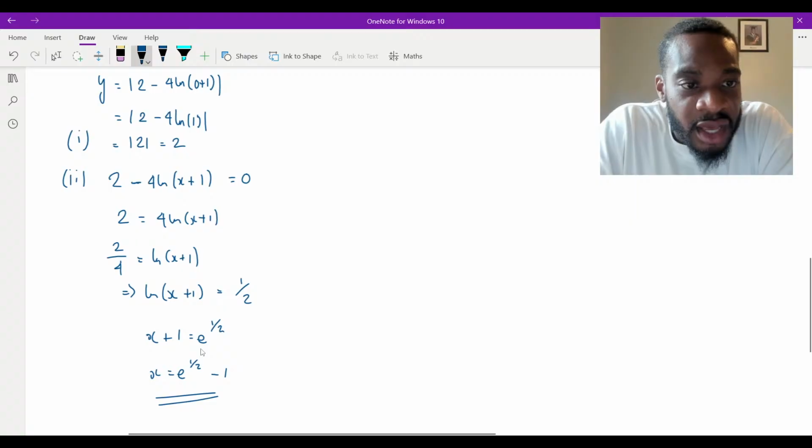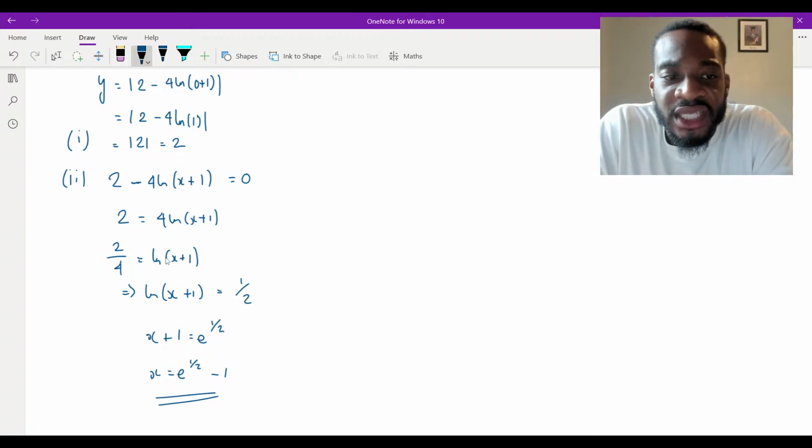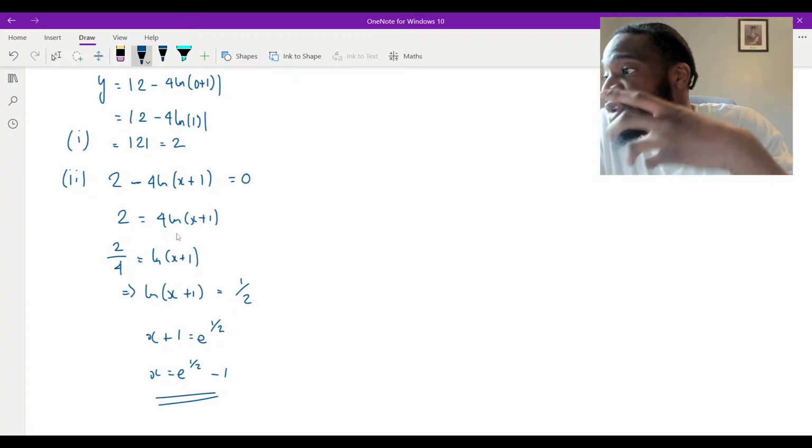Let me just see what I've got there. I'm just thinking. We all good with this? Could you also take the ln of both sides? You don't want to take the ln of both sides because remember you're trying to get rid of the ln, right?